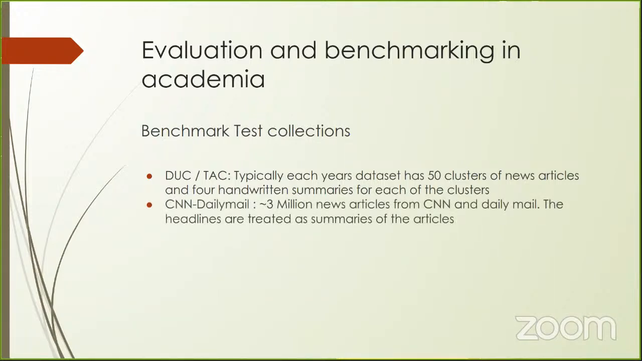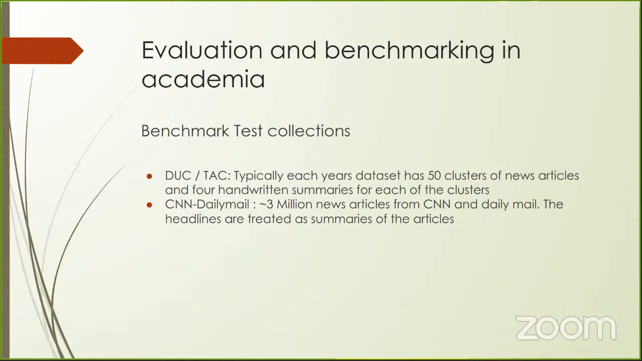Then there are newer data sets like CNN, Daily Mail. With neural networks, the problem is you need a large amount of data, in the millions or at least hundreds of thousands of data points. No human will be willing to write that many summaries. So what you have to do is look elsewhere, at existing data sets, and see what you can use as summaries. Things which humans already created for a different reason, you can reuse as training data. For example, one data set is 3 million news articles from CNN and Daily Mail newspapers.